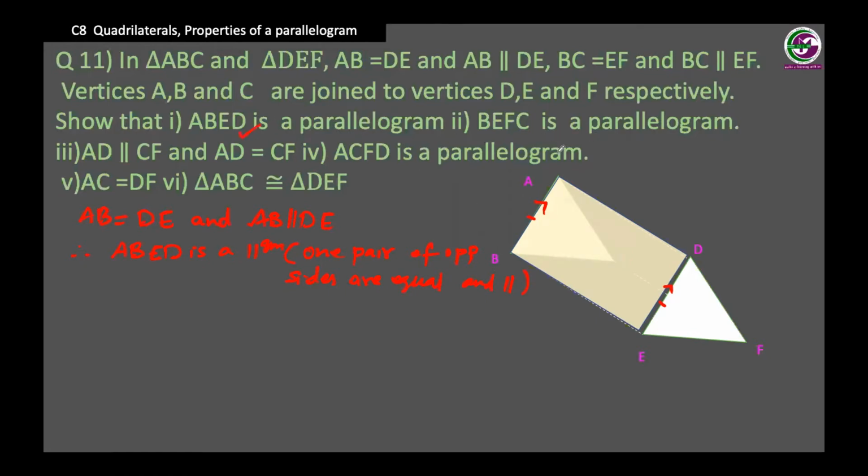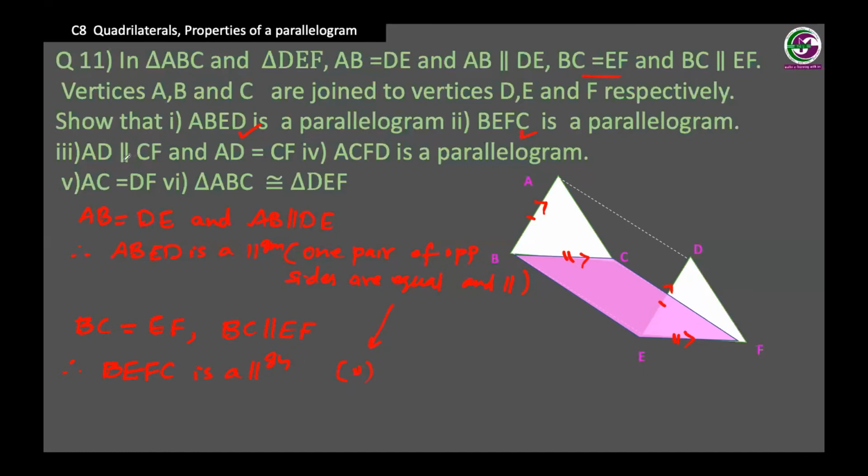Next, we have to show that BEFC is a parallelogram. Again, we are given that BC and EF are equal and parallel. So BC is equal to EF and BC is parallel to EF. Again, by the same condition, we can show that BEFC is a parallelogram. The same reason. That was the second part.